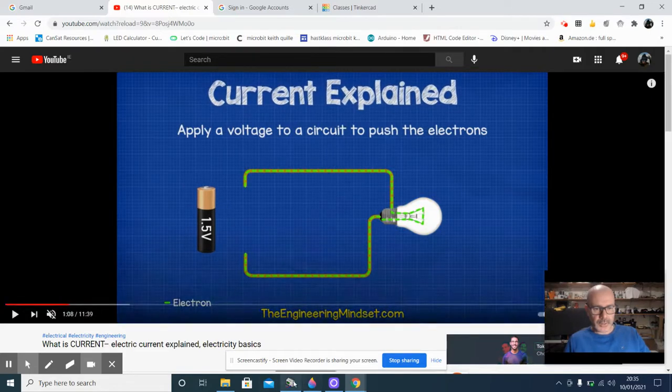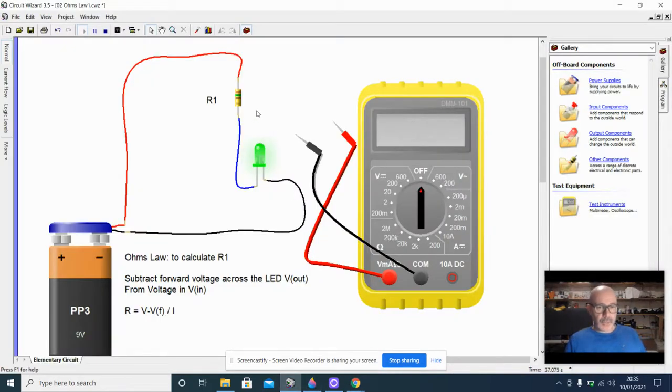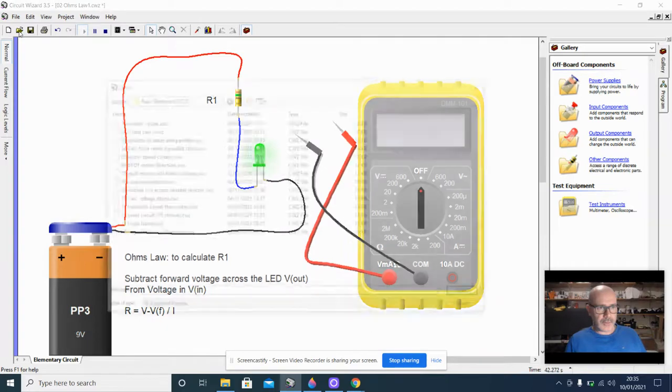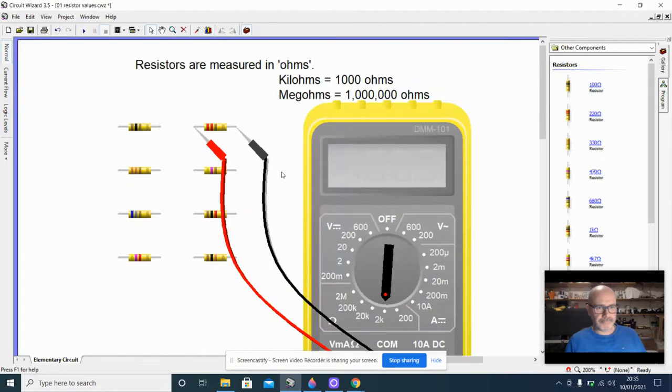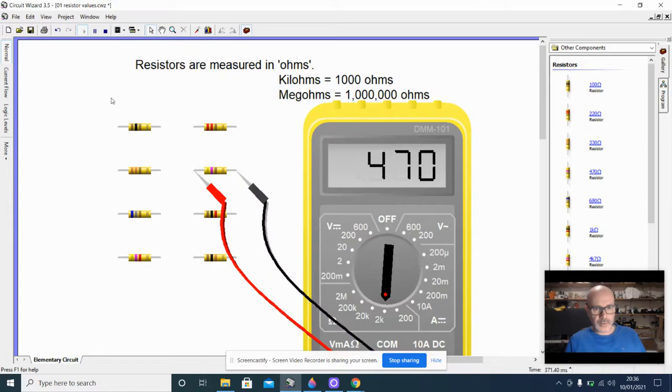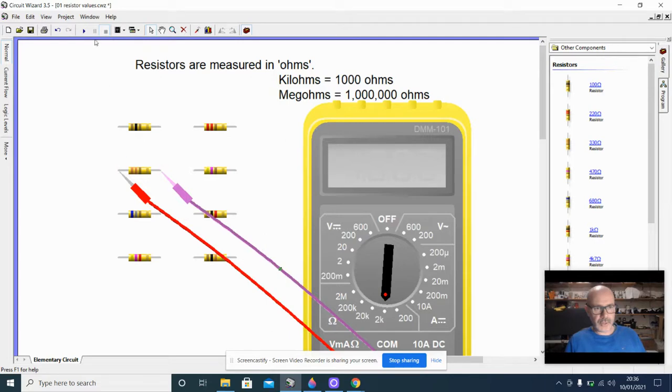Now, we have to get the right current around the circuit to make the LED work, and all the resistors have different values. So let's just test the simulator here. This resistor has 470 ohms. And let's jump over here. This resistor, with different colors, has a value of 330 ohms. So how do we know what resistor to choose?